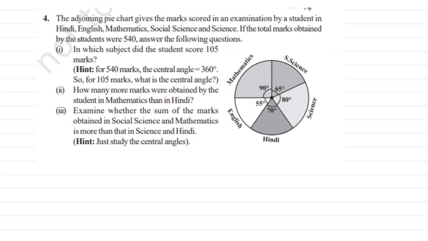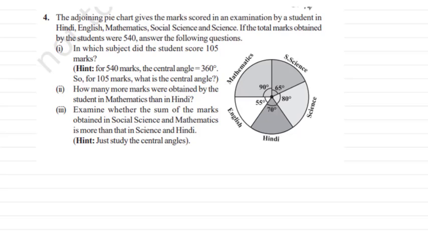Let's see another question. Here again you have a pie chart, and with the help of the pie chart you have to give the answers of a few questions. The score of a student is given. He has scored in mathematics, social science, science, Hindi and English, and the central angles are given in the pie chart. The first part: in which subject did the student score 105 marks?